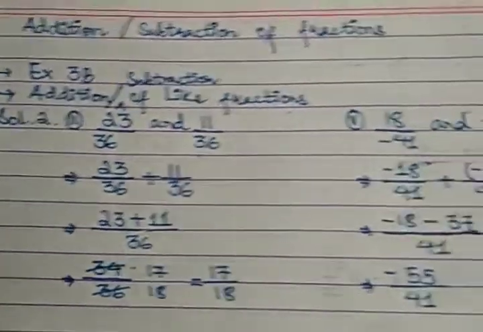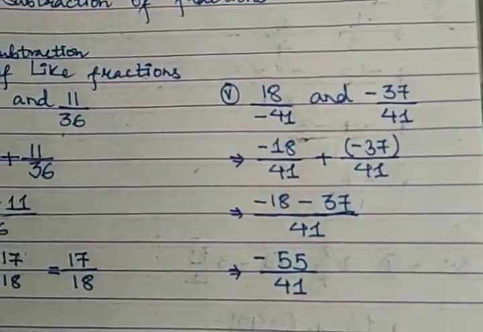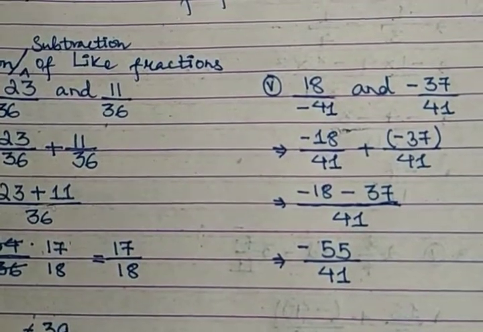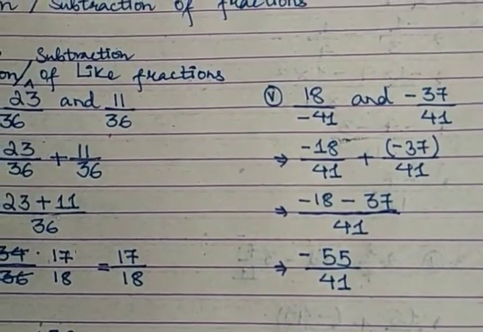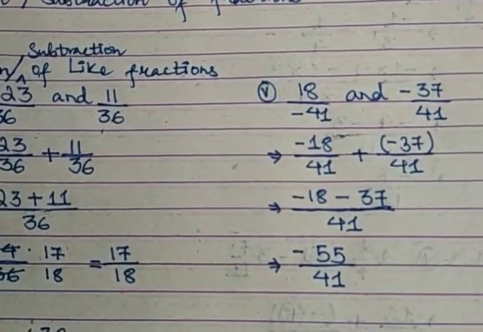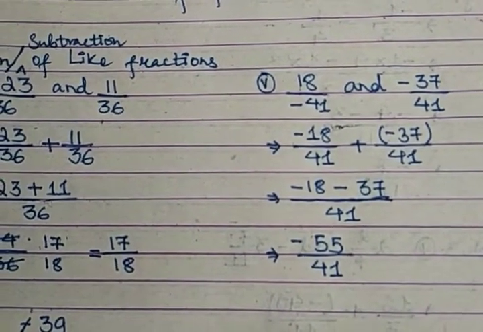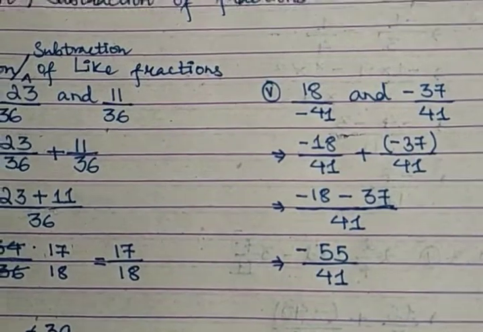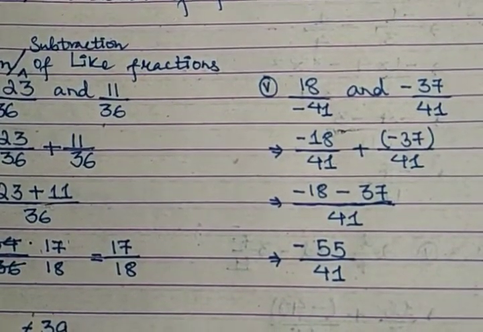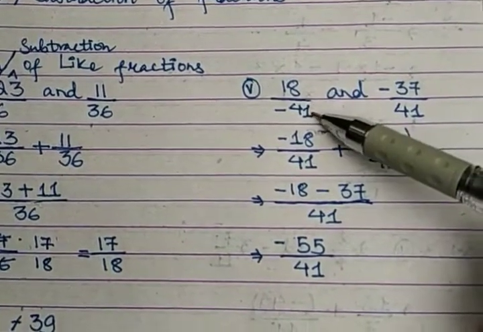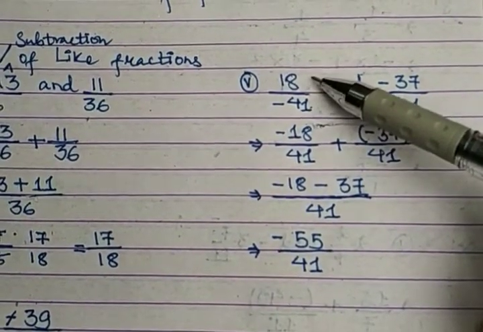Moving on to the next question. The next question is 18 divided by minus 41 and minus 37 divided by 41. Looking at the question, again both the fractions are like fractions, because just looking at the denominator you can say whether they are like fractions or not. Looking at the denominator, they are like fractions, and as we know, the sign of the denominator can be moved to the numerator as well.